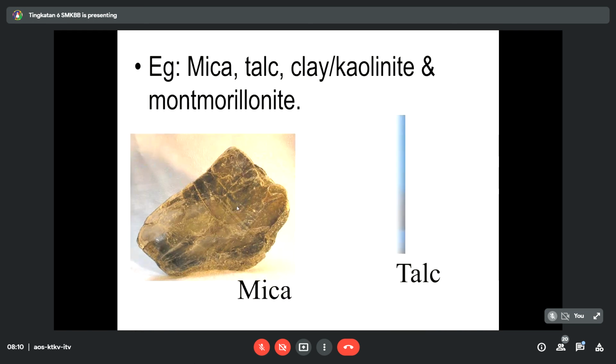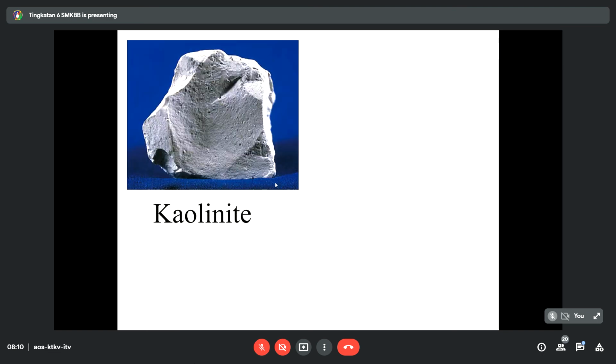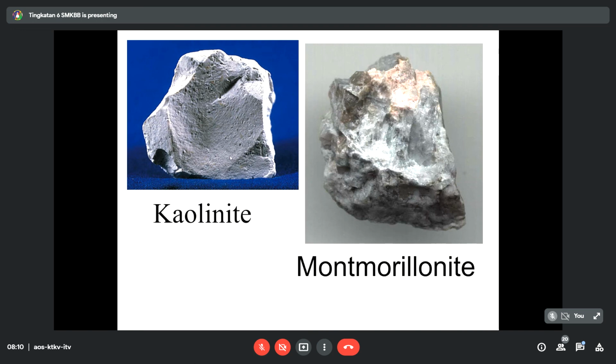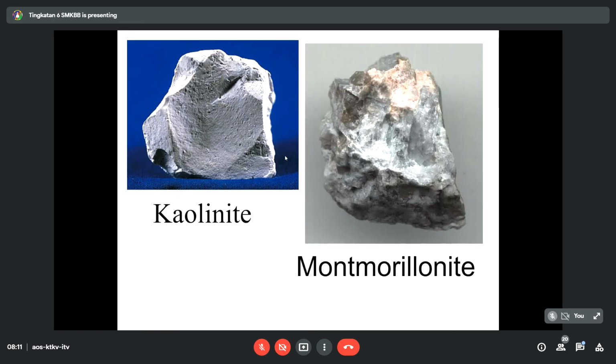So, of course, all this to us is rock. The examples of layer silicates are mica, talc, or even clay. Memorize them yourself, or if a question asks for examples, don't use the difficult ones that are hard to read. I use mica and talc. Kaolinite, I mean this one is clay. Montmorillonite, don't know how to read this one. So that is a layer sheet silicate. Right?